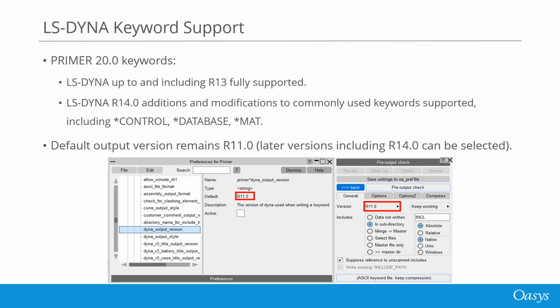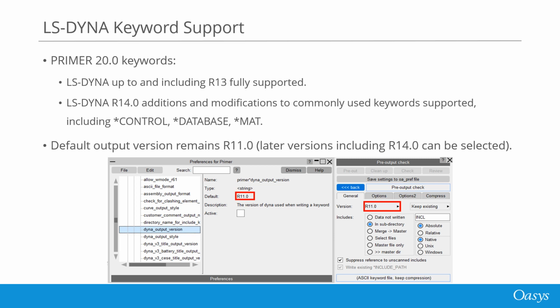The default LS-DYNA output version remains as R11, as this is currently the most commonly used. However, this can be changed to earlier or later versions, including R13 and even the latest version R14. The output version can be saved using a preference.